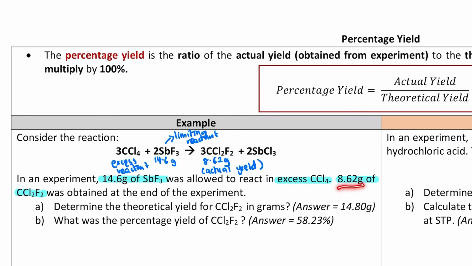And then 8.62 gram of CCl2F2 was obtained at the end of the experiment. So this is the mass of the product formed. But as we know, the product or yield has two types: actual yield and theoretical yield. So this 8.62 gram is actually the actual yield. How do I know this is the actual yield? Because the actual yield is usually given in the question, since we cannot determine the actual yield ourselves. For example, if I do the same experiment as all of you, let's say in total we have 21 people.